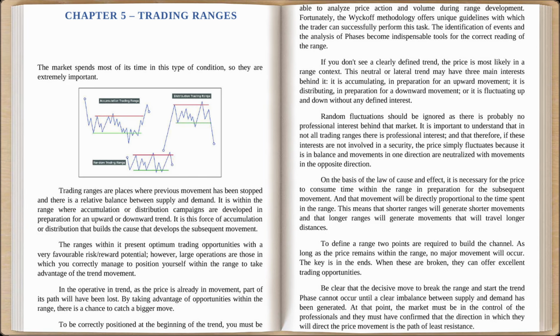The identification of events and the analysis of phases become indispensable tools for the correct reading of the range. If you don't see a clearly defined trend, the price is most likely in a range context. This neutral or lateral trend may have three main interests behind it. It is accumulating, in preparation for an upward movement. It is distributing, in preparation for a downward movement. Or it is fluctuating up and down without any defined interest. Random fluctuations should be ignored as there is probably no professional interest behind that market.